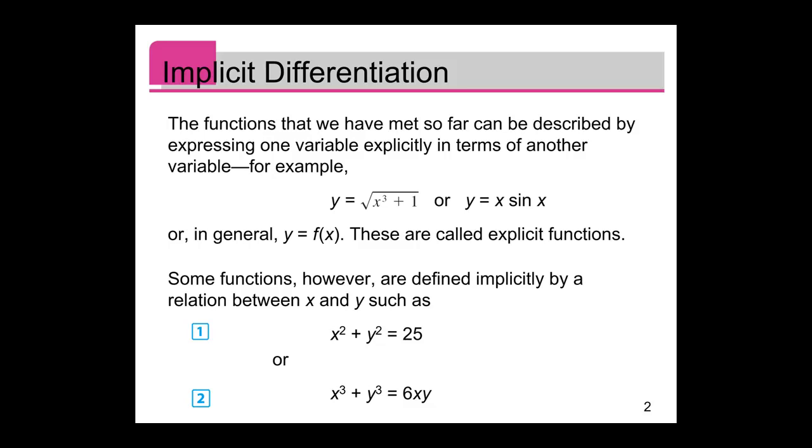But we do have something called implicit functions. So x squared plus y squared equals 25, that's an implicit function. But we could actually solve that for y. So that can go either way. But when we talk about number 2, x cubed plus y cubed equals 6xy, that we can't really solve for y. So what do we do if we need to take the derivative of something like that?